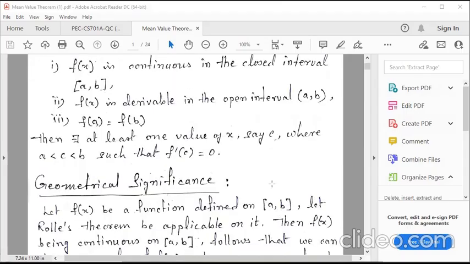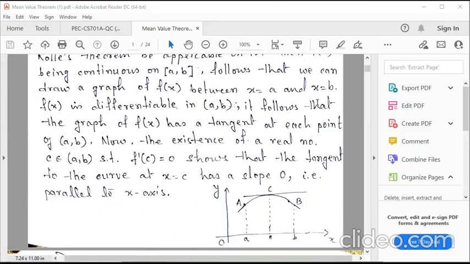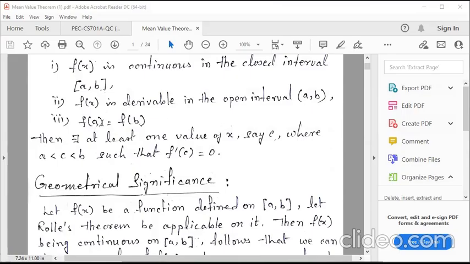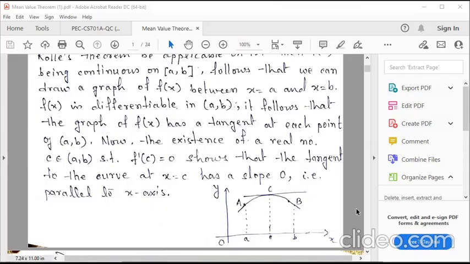That means if it is derivable at every point in the open interval (a, b), the derivative exists at every point within (a, b). That means there is a tangent at every point on the curve between a and b; we can draw the tangent between the points a and b. Now, furthermore, f(a) must be equal to f(b). What does it signify? Look at the diagram.